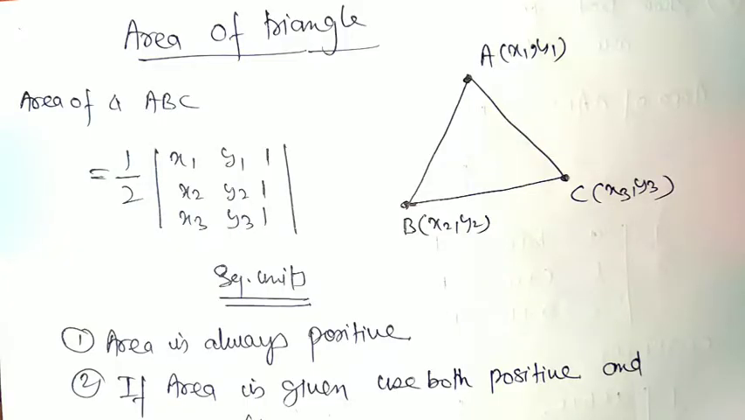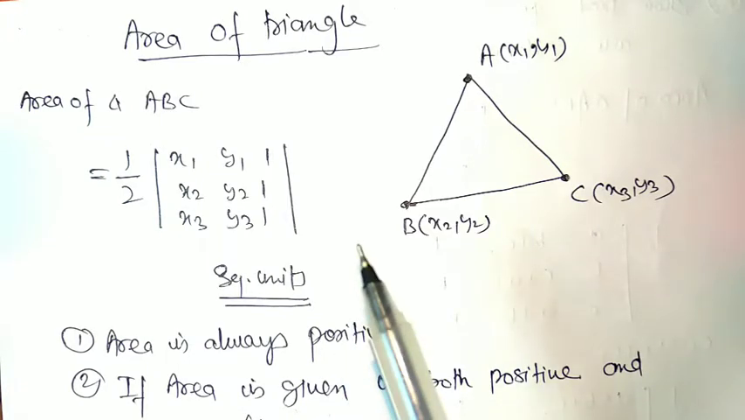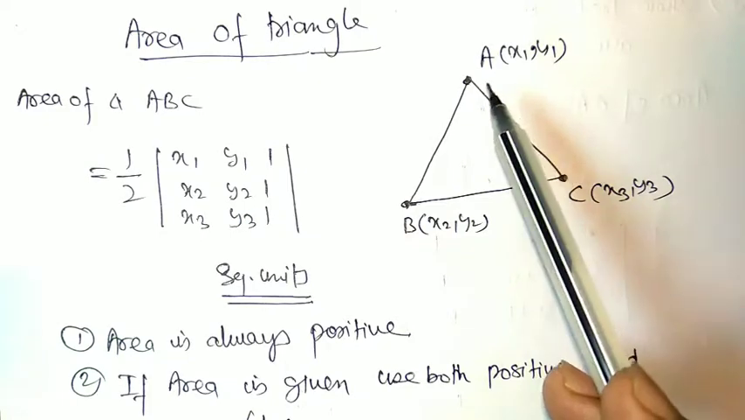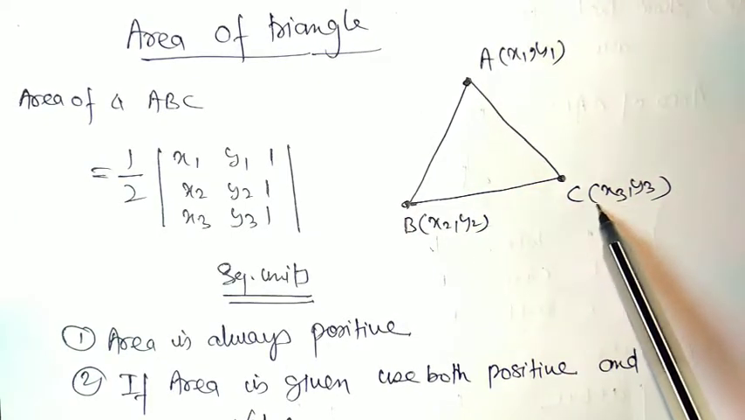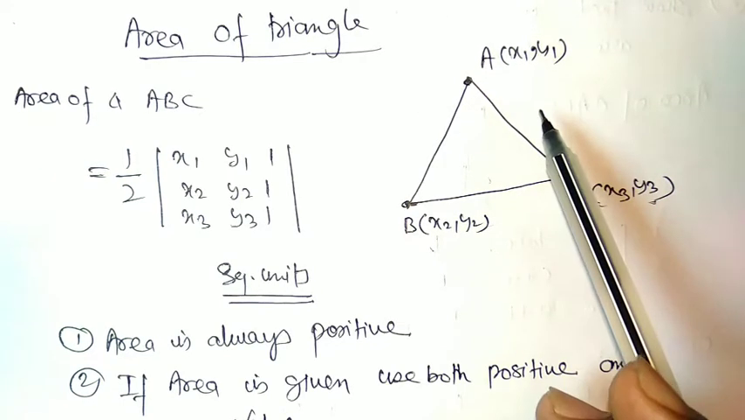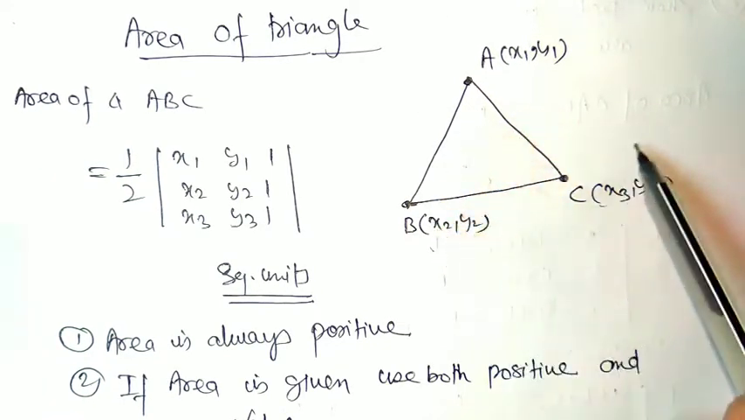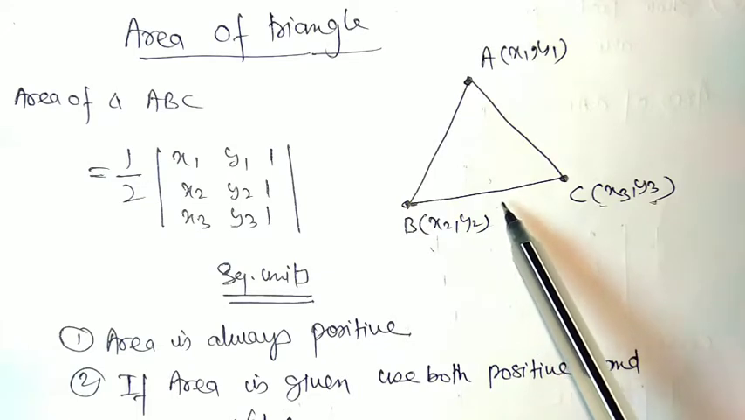Hello students. Now we are going to start our new topic, area of triangle using determinant. Suppose we have three vertices A (x1, y1), B (x2, y2) and C (x3, y3). Now we have to find the area of this triangle ABC.